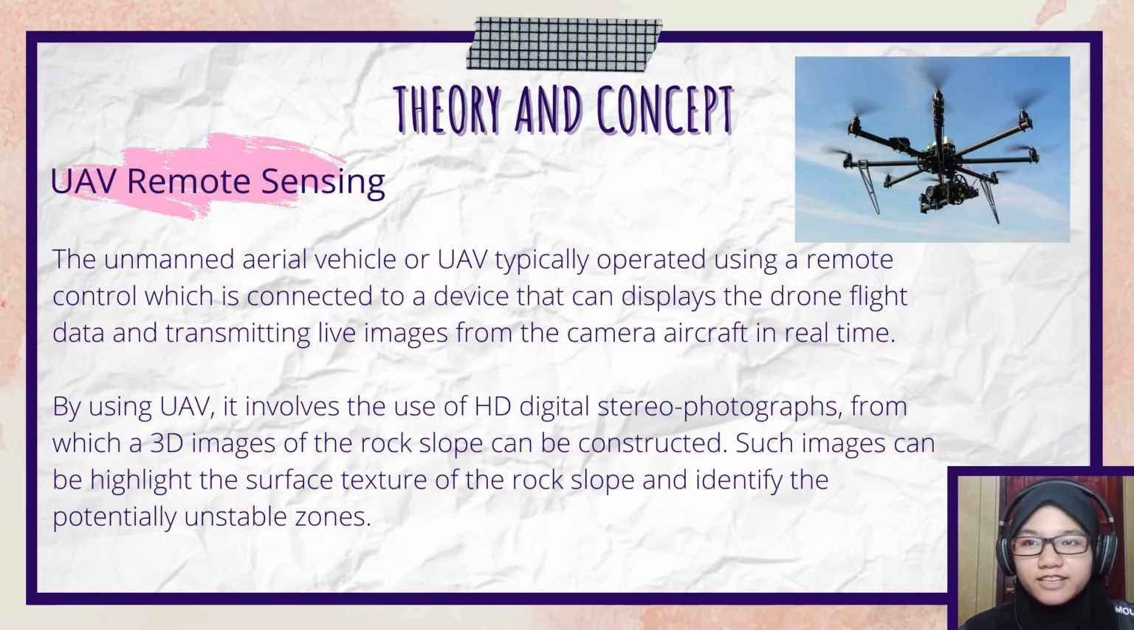Second, for UAV remote sensing, the unmanned aerial vehicle typically operates using a remote control connected to a device that can display the drone flight data and transmit live images from the aircraft camera in real time. Using a UAV involves the use of HD digital stereo photographs from which a 3D image of the rock slope can be constructed. Such images can highlight the surface texture of the rock slope and identify potentially unstable zones.